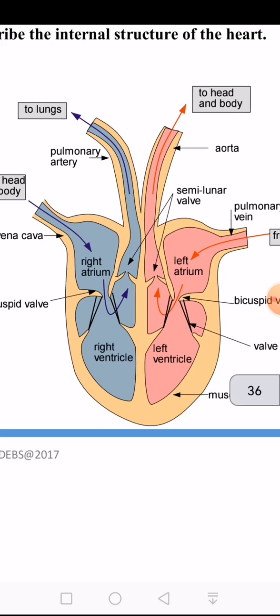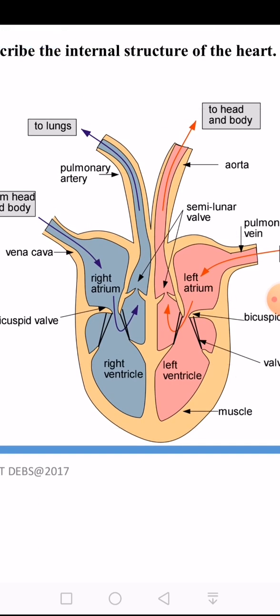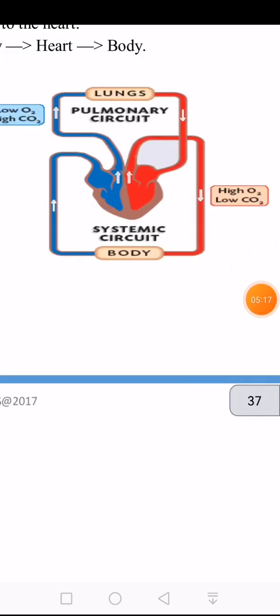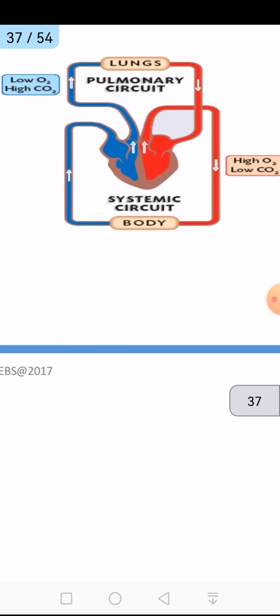Okay, so now from here, I'm going to take you to double circulation. Double circulation has three major parts: the lungs, the heart, and the body.